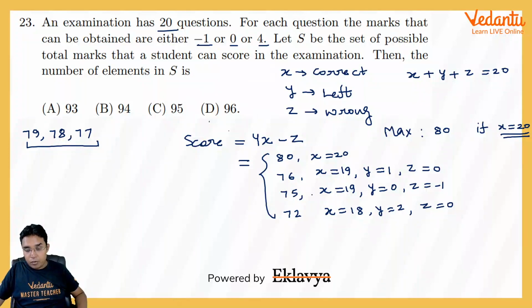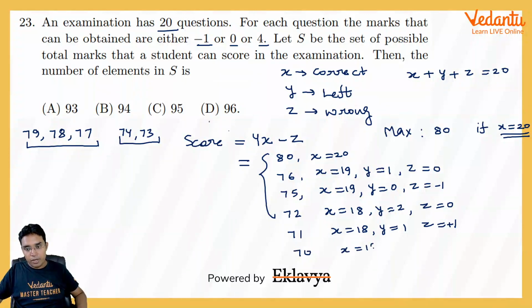But next time if you notice, what was the gap? After 75, 74 and 73. So this has reduced. Now, with 18 questions correct, if I have left one and done one question wrong, then also my score will be 71. And 70 can also be obtained when you have done 18 questions correct, 0 questions left and 2 questions wrong. So there is no skip of any marks here.